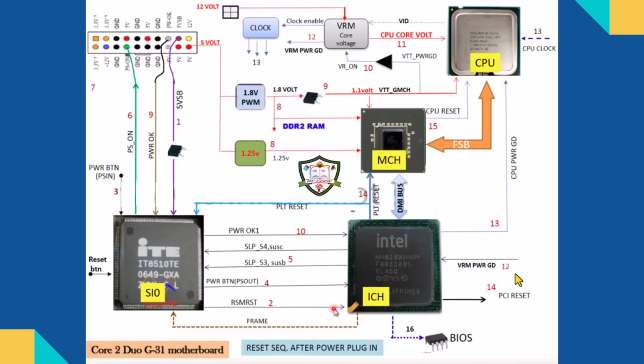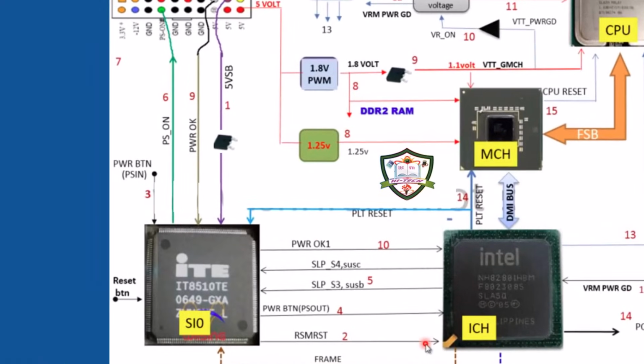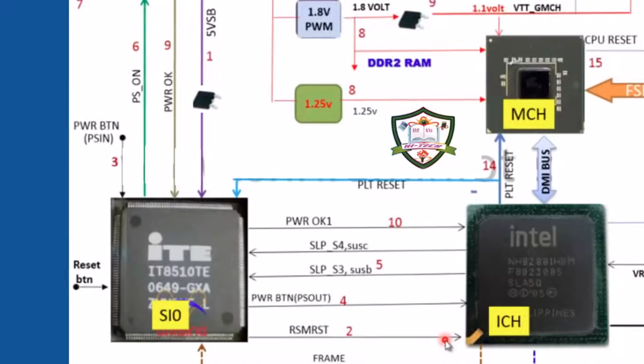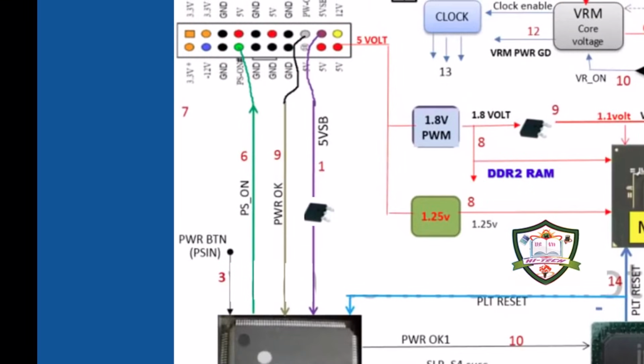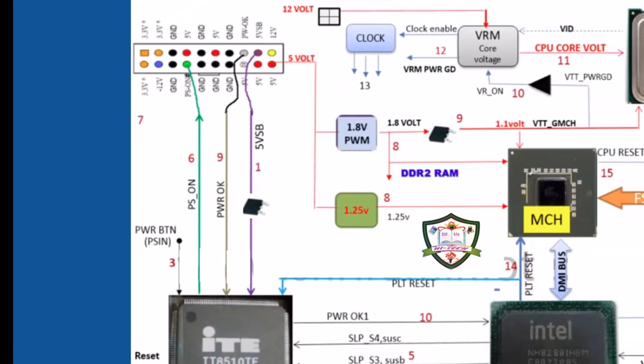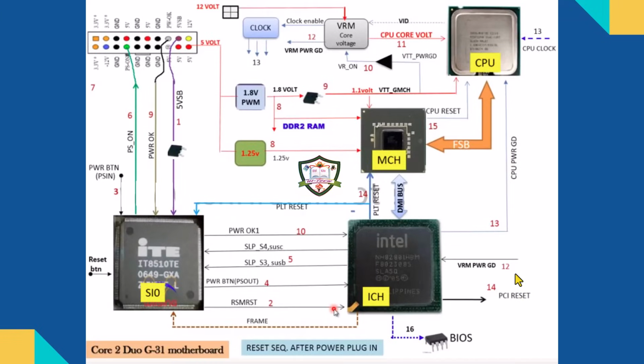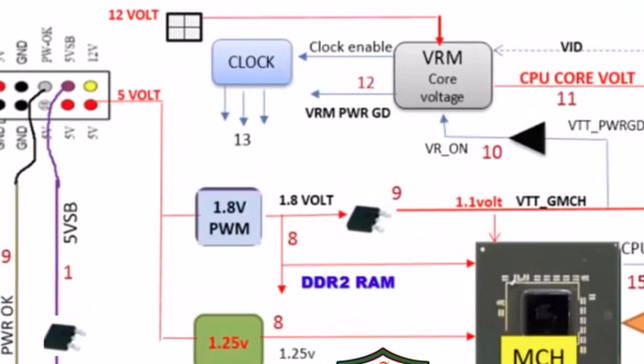The IC then responds in Step 5 by releasing the SLP_S3 and SLP_S4 signals back to the CO. These sleep signals act as the green light for the system to fully wake up. Consequently, in Step 6, the CO pulls the PS_on wire of the ATX connector to ground. This triggers the power supply to release the main voltages, including 12 volts, 5 volts, and 3.3 volts.